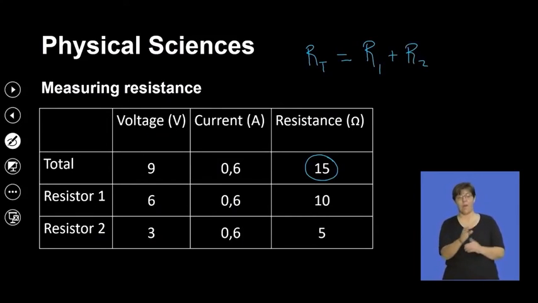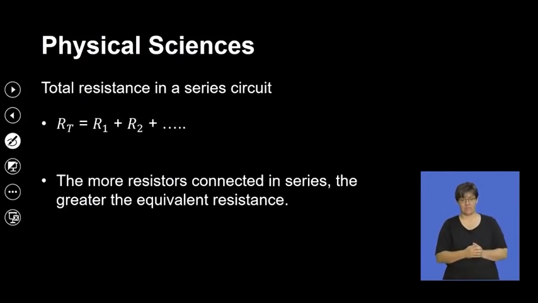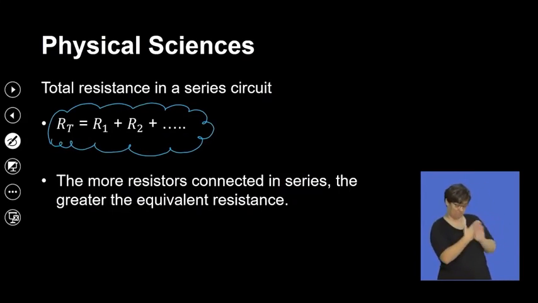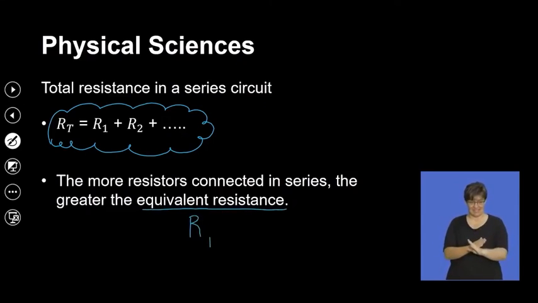So we can immediately project from this that the more resistors we add in series, the greater the effective resistance of the circuit, right? So this is actually the main point about how we determine resistance in a series circuit. The more resistors connected in series, the greater the equivalent resistance. If we talk about equivalent resistance, we're talking about total resistance. Sometimes we would refer to it as the effective resistance of the circuit. So that's the main idea.